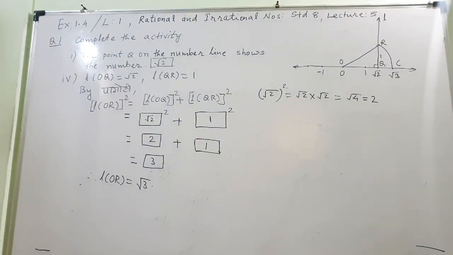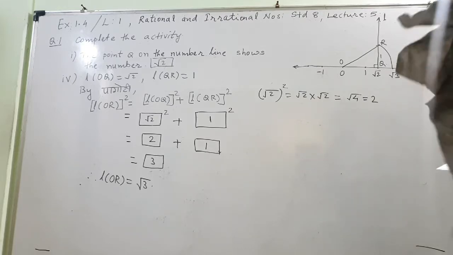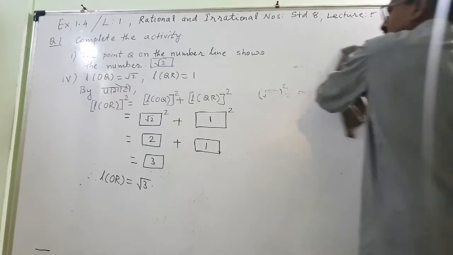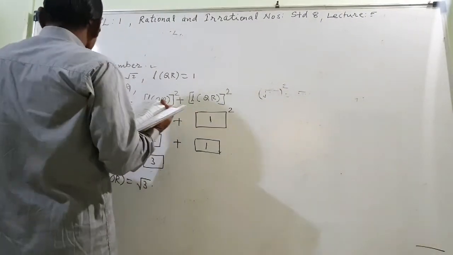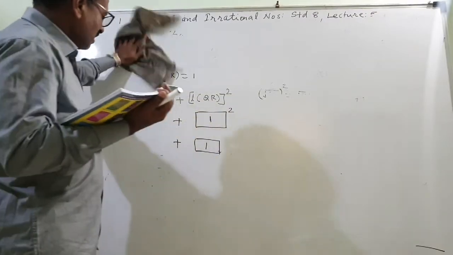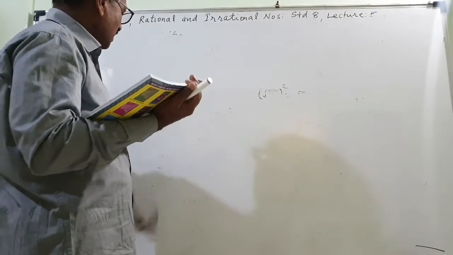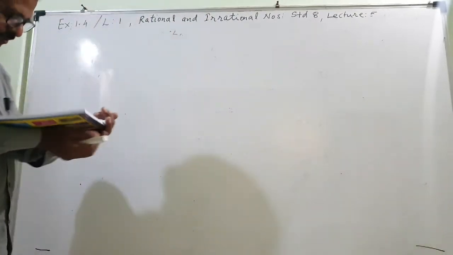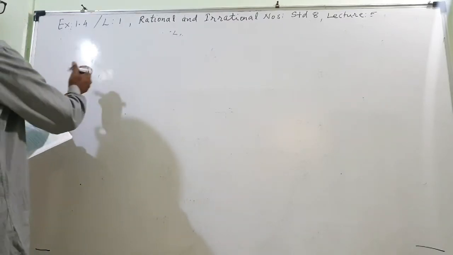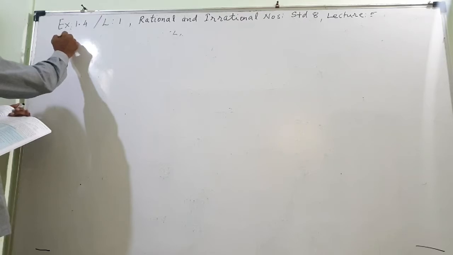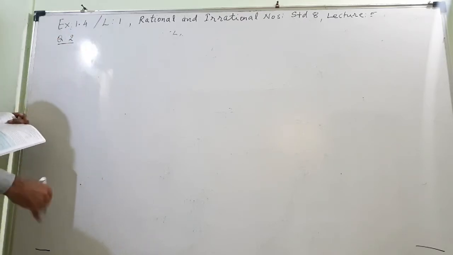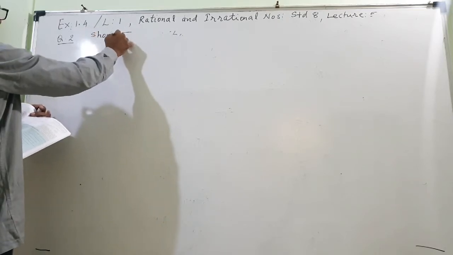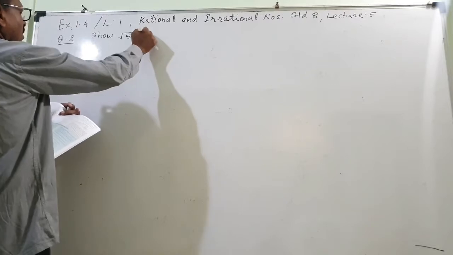Now, question number 2. Show root 5 on the number line. This question is complete. I am going ahead. I am going for question number 2. At least one question from this exercise is compulsorily asked in the examination. At least one question from this exercise. So be prepared for this exercise. Question 2. Show root 5 on the number line.